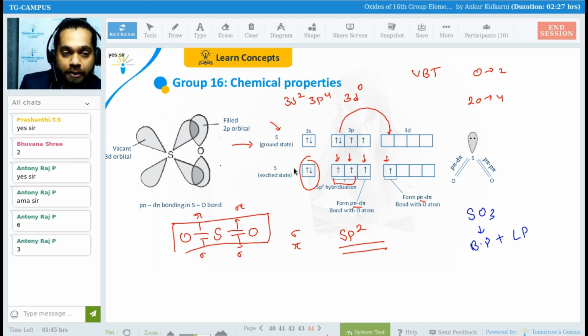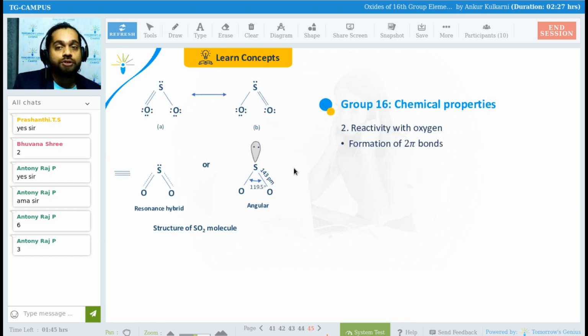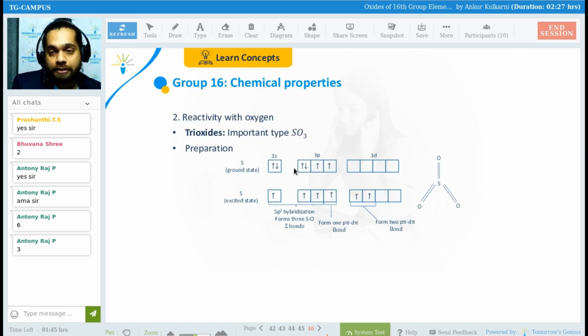Very good, Bhuvaneshri. Correct, Anthony. Correct, and is it clear? Do not say 6. It is not 6. It is forming a bond with only one atom or one element, so we will call it 1, not 2. So SO3, I'll come to the resonance structure. SO3, yes, it is sp2 because 3 bond pairs, 0 lone pair.